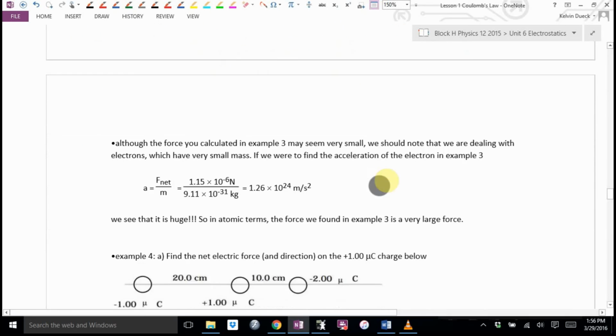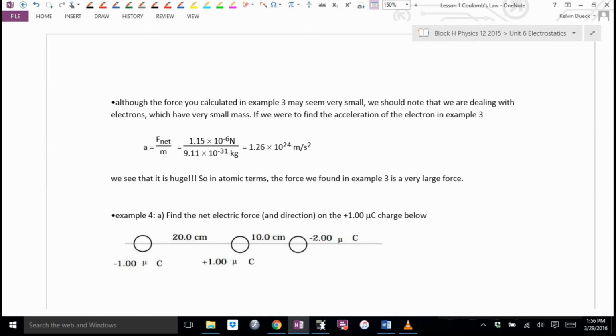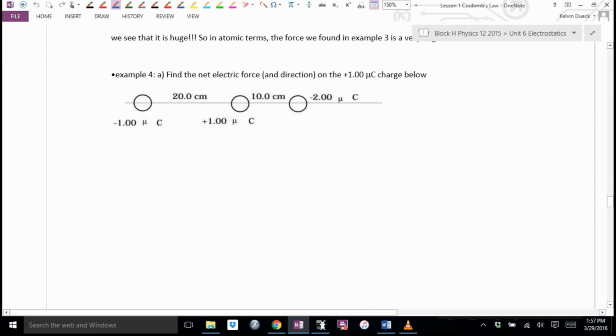Let's calculate it. I said here, although the force you calculated in example 3 may seem very small, we should note we're dealing with electrons, which have very small mass. If we were to find the acceleration of the electron in example 3, when I divide by the mass of an electron, which is 9.11 times 10 to the negative 31, it's 1.26 times 10 to the 24th meters per second squared. It's huge. In atomic terms, electric force is massive. I like example 4. Example 4 is a nice question.